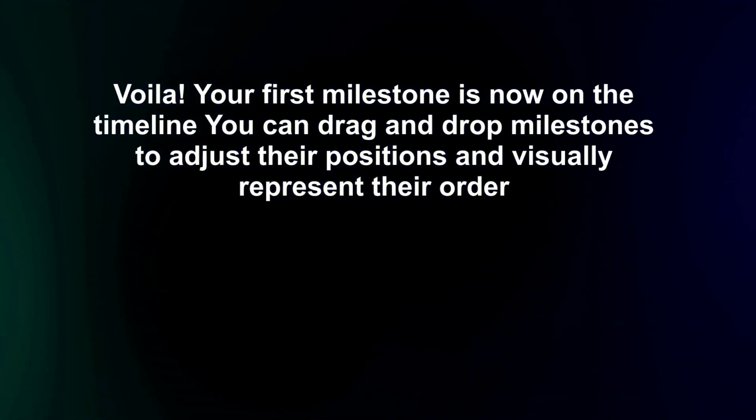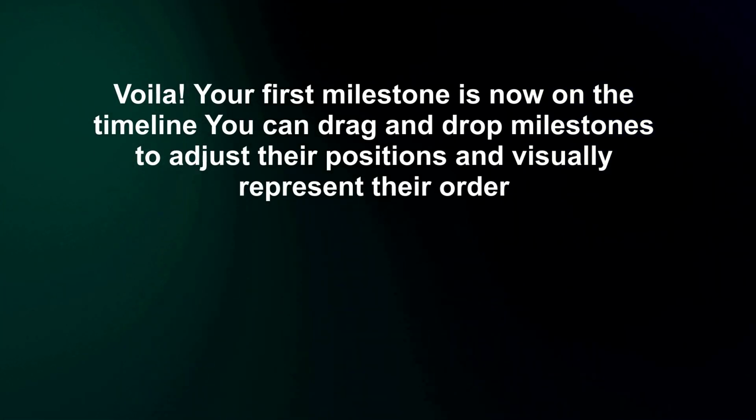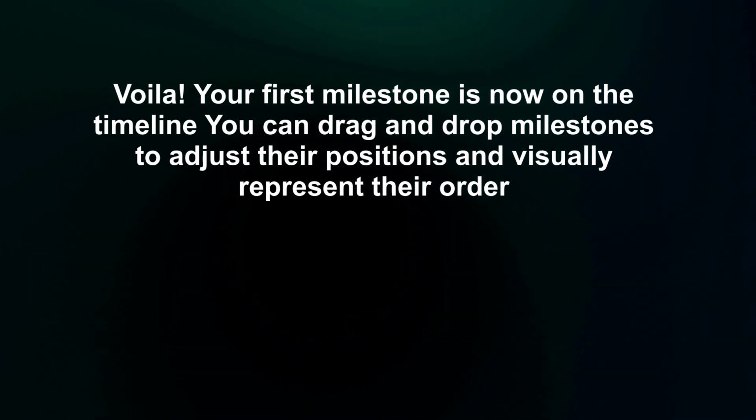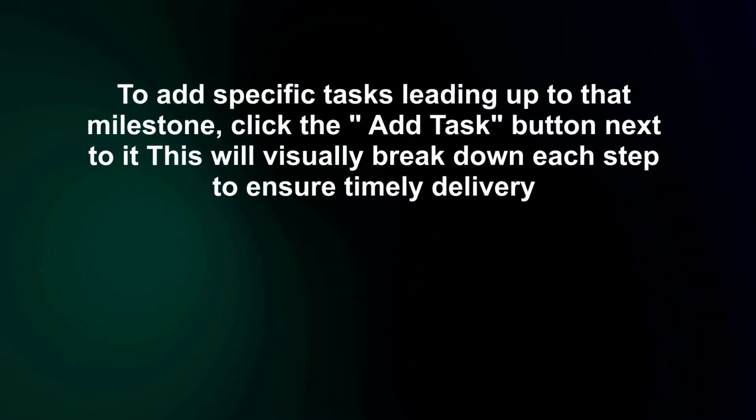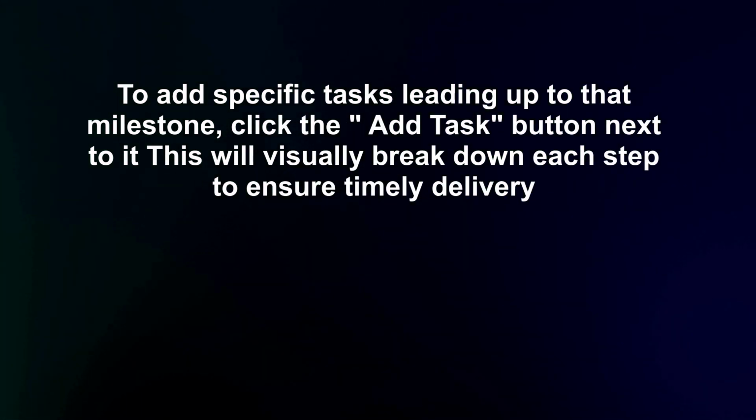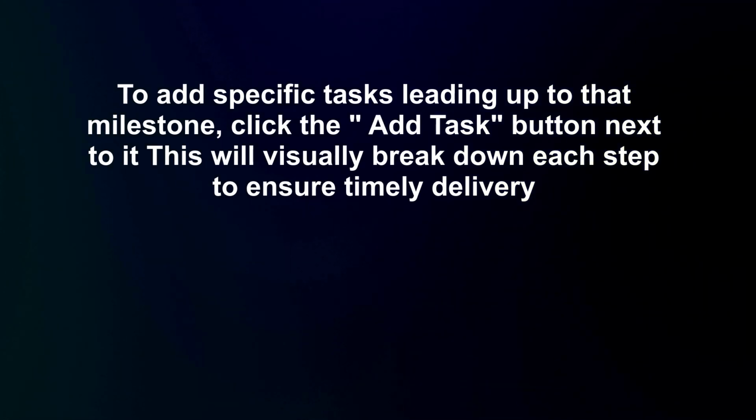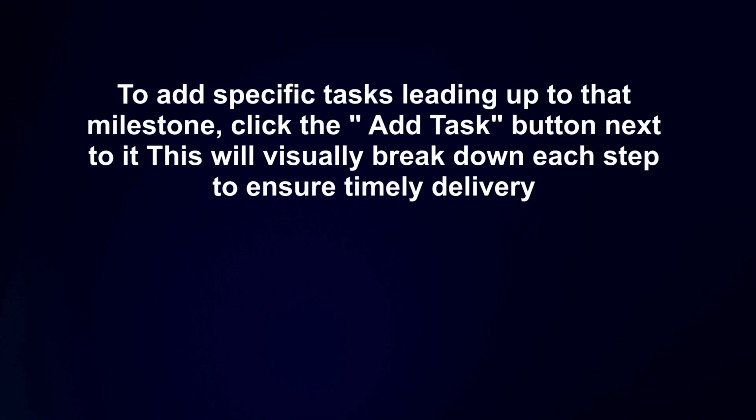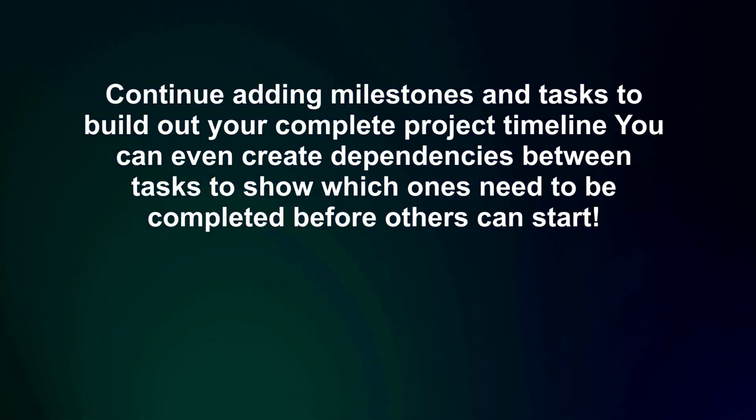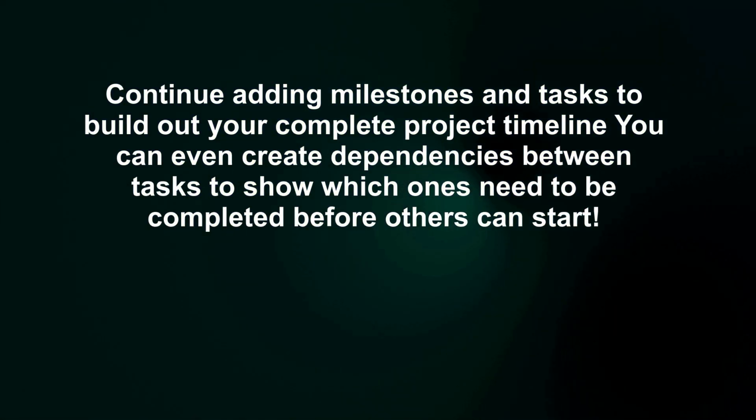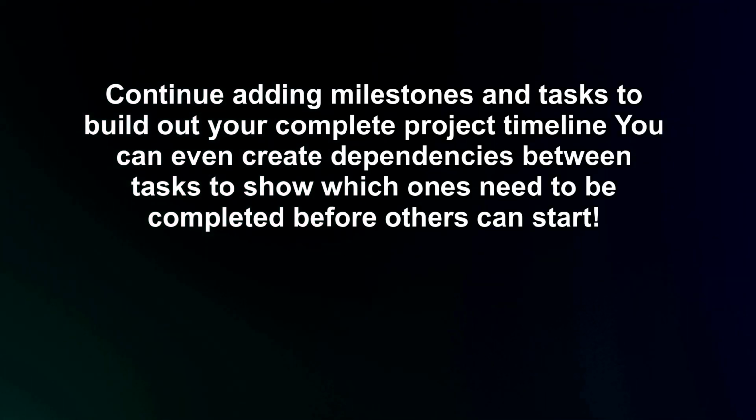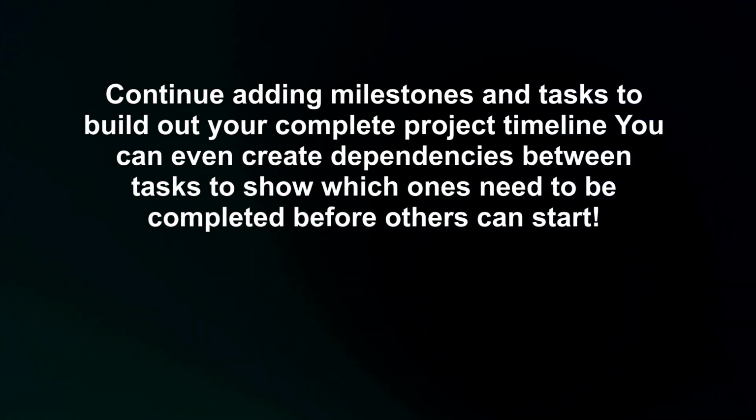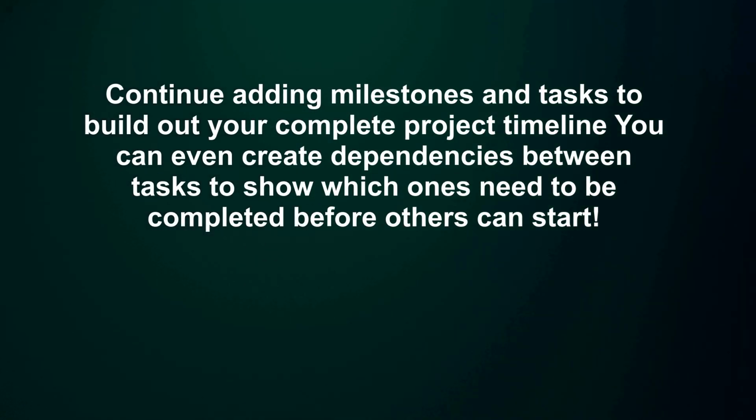You can drag and drop milestones to adjust their positions and visually represent their order. To add specific tasks leading up to that milestone, click the Add Task button next to it. This will visually break down each step to ensure timely delivery. Continue adding milestones and tasks to build out your complete project timeline. You can even create dependencies between tasks to show which ones need to be completed before others can start.